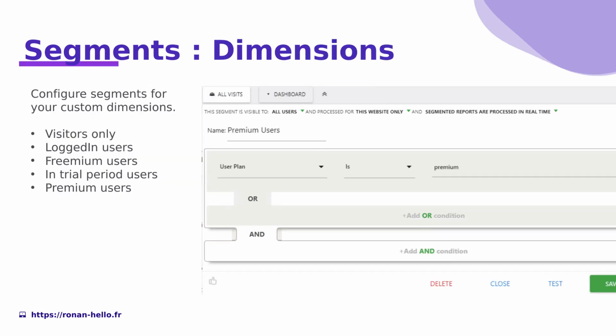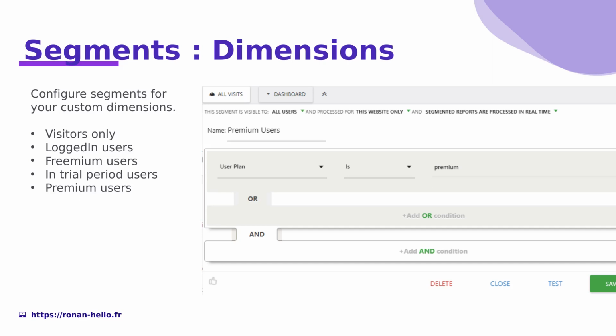Then the second type of segment I will show you how to create is dimension segments. Earlier in this talk, we already created two custom dimensions, one for the logged-in user and the second one for the user plan. And we can have 5 types of results: visitor only, logged-in user, freemium user, in trial period users, and premium users. All of those configurations will be, for me, a custom segment.